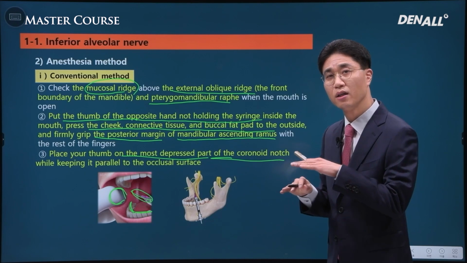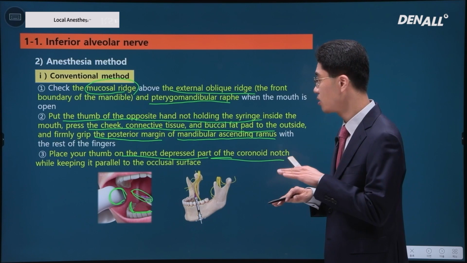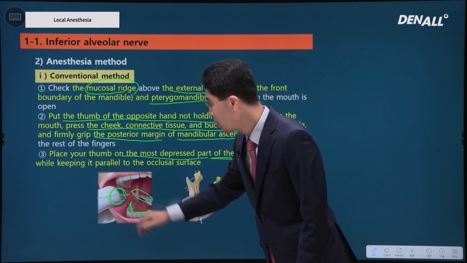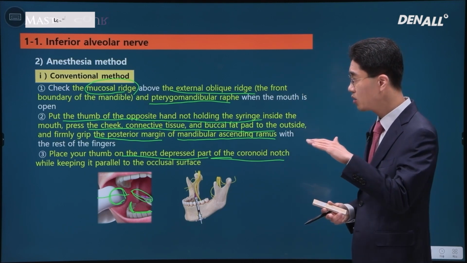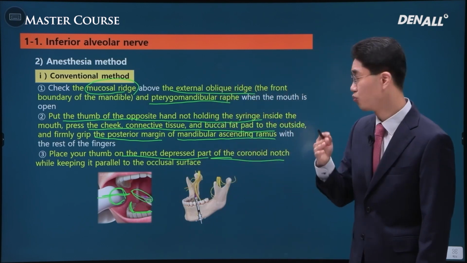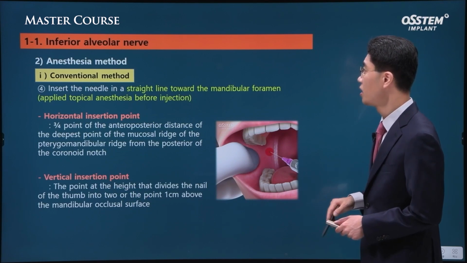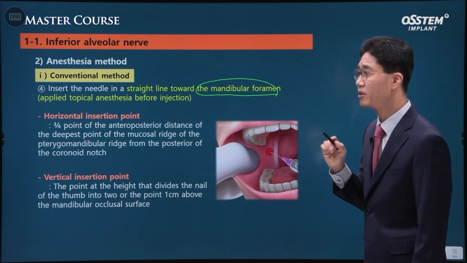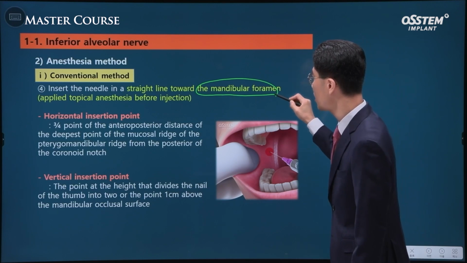Everyone has a different oral structure, so it may vary, and it is normally positioned about 1 centimeter above. I'm going to talk about it later, but at about the middle point of your thumb, that's where the needle is going to go in. Mandibular foramen. Where we need to put in the needle is the mandibular foramen.